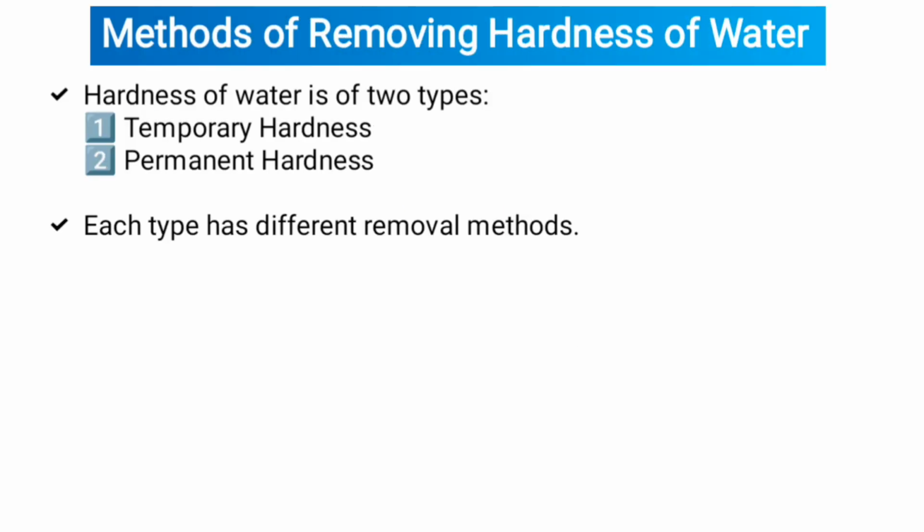Methods of removing hardness of water. Hardness of water is of two types. First one, temporary hardness. Second one, permanent hardness. Each type has different removal methods. Now let's discuss one by one in detail.